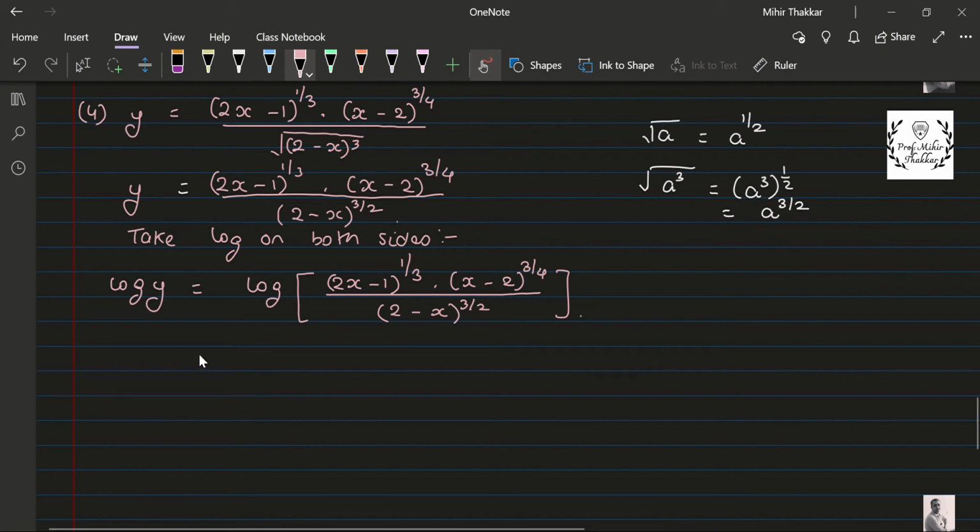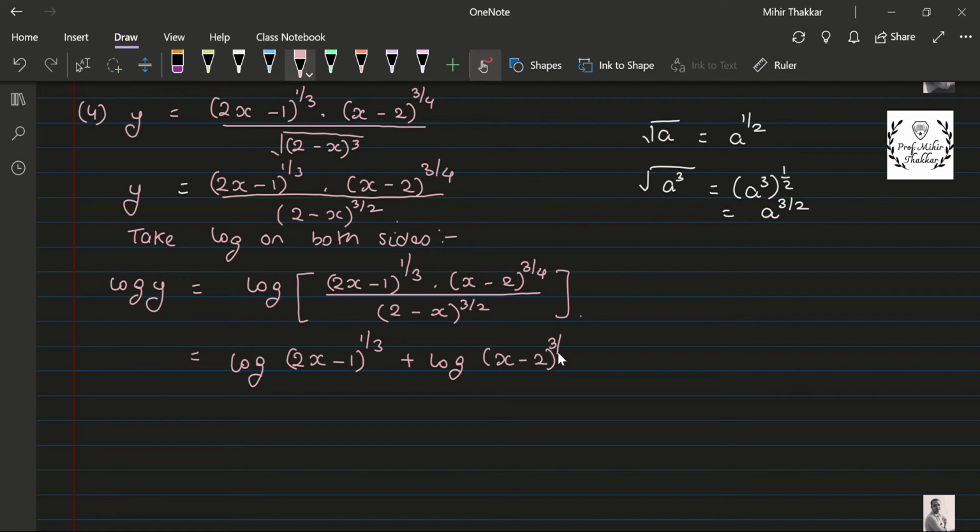Once again, guys, for this particular kind of problem, I would suggest you refer to the video on logarithms, properties, and applications, and then come back to this particular sum. Easily, you would be able to understand this kind of question, guys. Log of (2x minus 1) raised to 1 by 3 plus log of (x minus 2) raised to 3 by 4 minus log of (2 minus x) to the power 3 by 2.